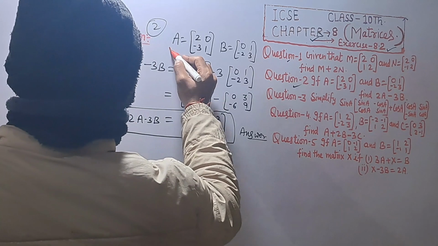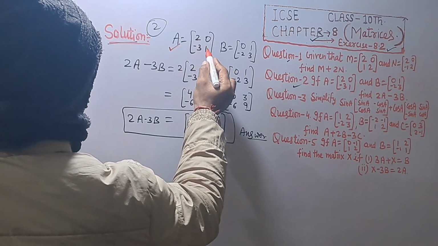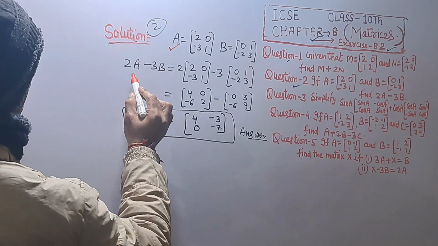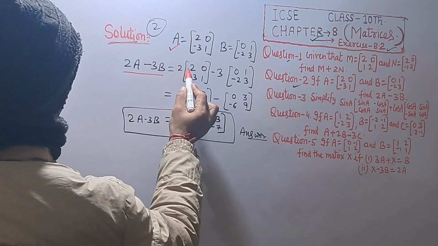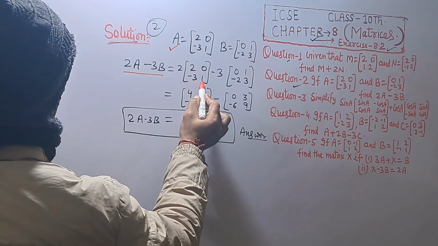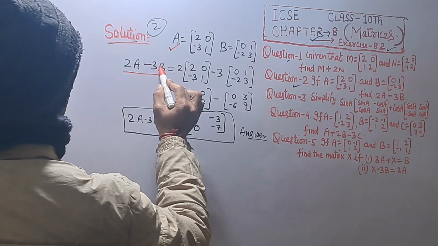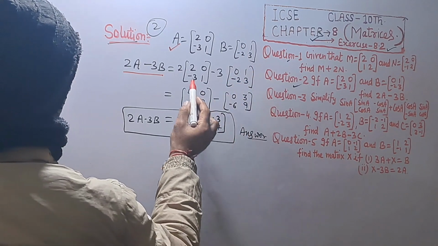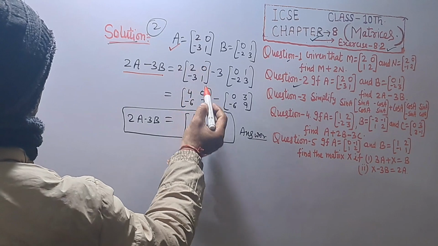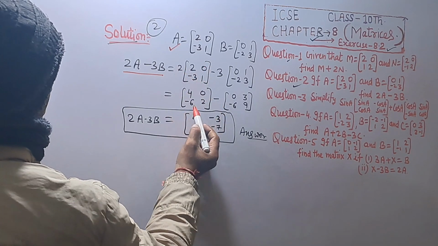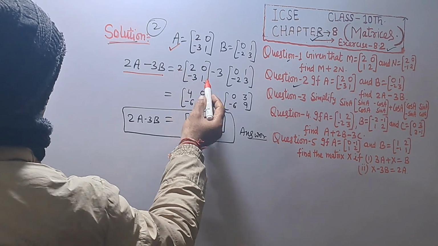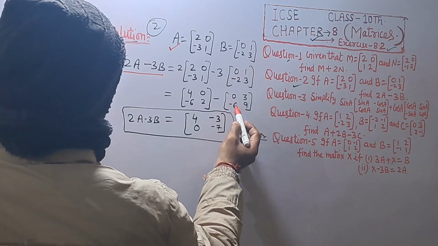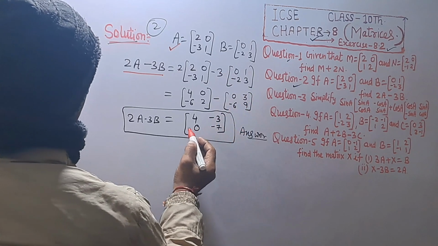Answer. Given A is [2, 0; -3, 1], B is [0, 1; -2, 3]. We find 2A minus 3B. 2 into A is [2, 0; -3, 1], and minus 3B, 3 into B is [0, 1; -2, 3]. 2 multiplied by 2 is 4. 2 multiplied by 0 is 0. 2 multiplied by minus 3 is equal to minus 6. 2 ones are 2. Minus 3 into 0 is 0. 3 ones are 3. 3 twos are 6, minus 6, and 3 threes are 9.